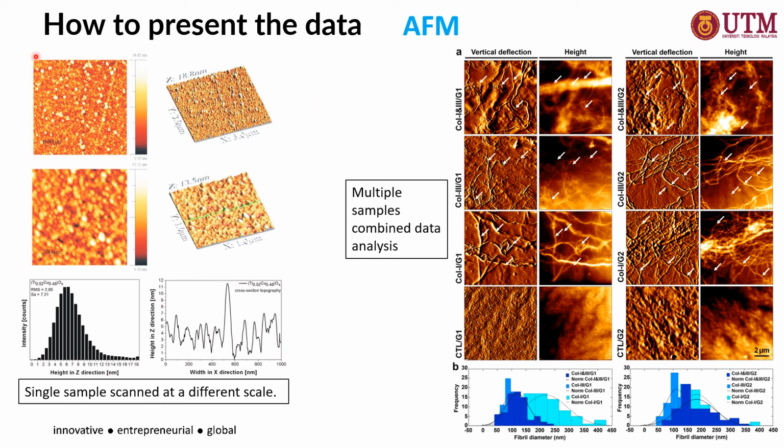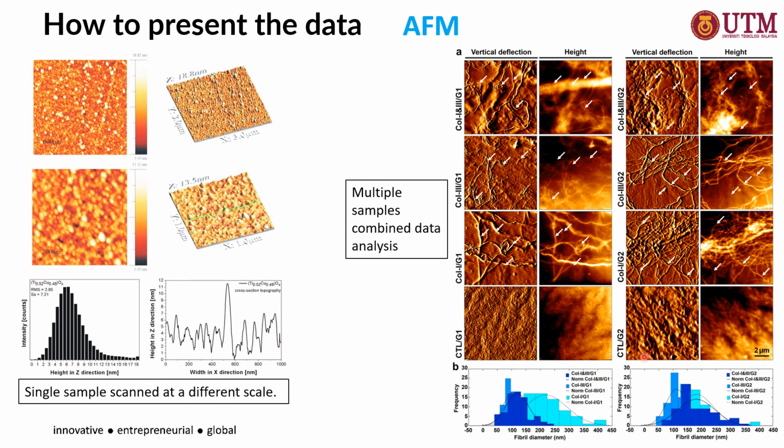For example, you have two different samples here. This is the 3D image, and this is the topology. This is how you can compare the results. And normally at the bottom of the result, we will present the surface roughness. This is the surface profiler, and this is what we can call the average roughness. So this is for a single sample.